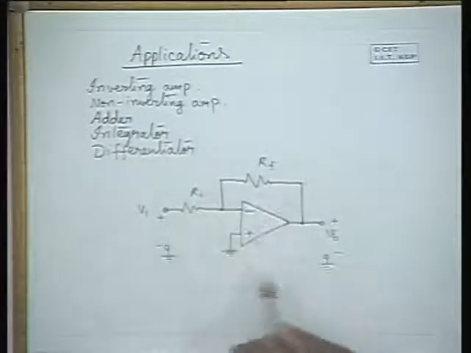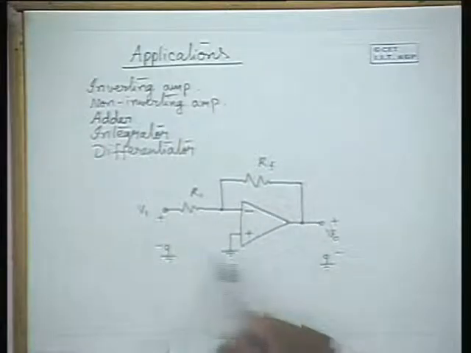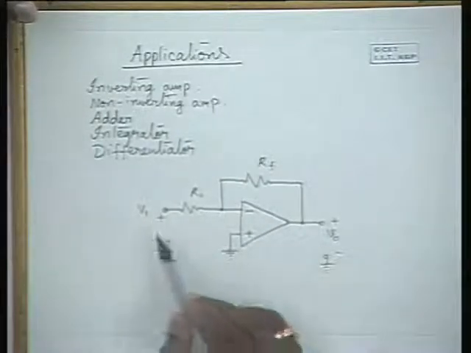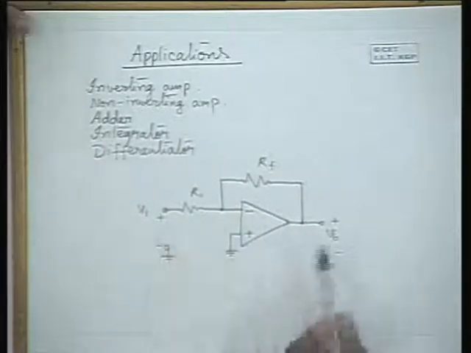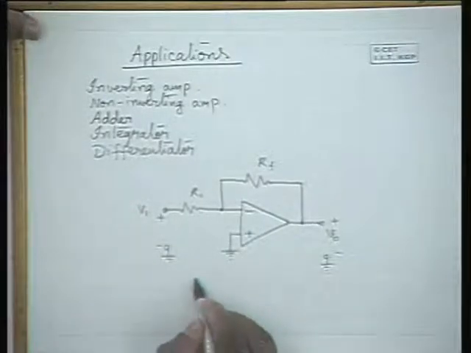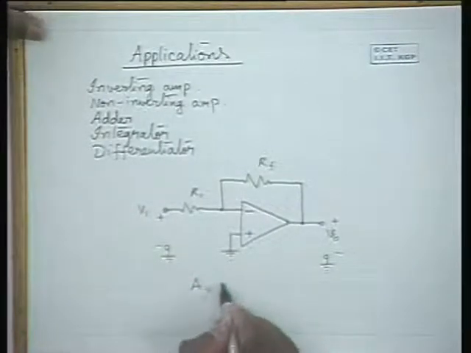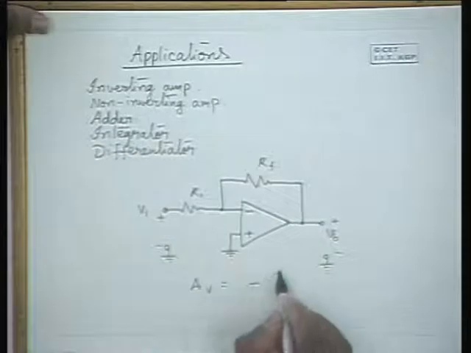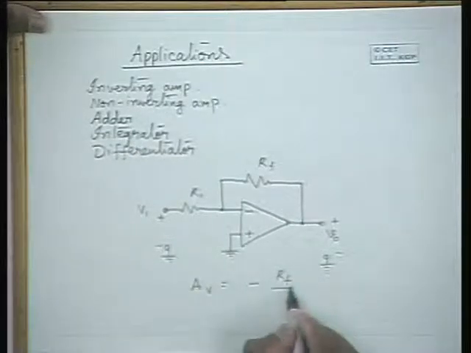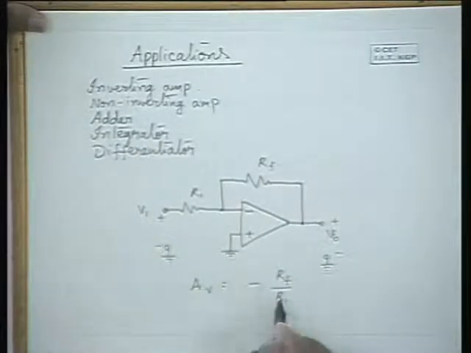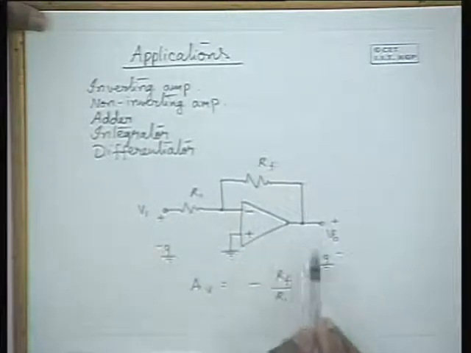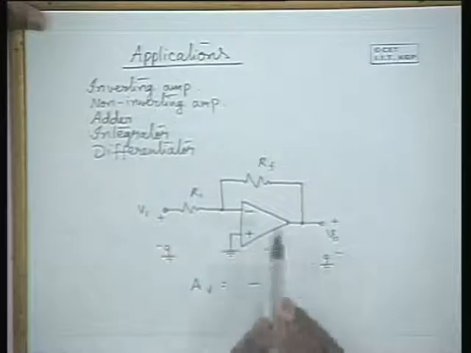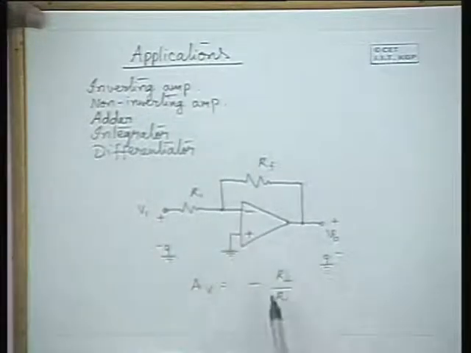This is how an operational amplifier can be used to amplify signals with negative gain, and in this particular case the voltage gain can be shown to be equal to minus RF by R1, which is almost totally independent of the gain of the amplifier. It is only dependent on the feedback resistances R1 and RF.